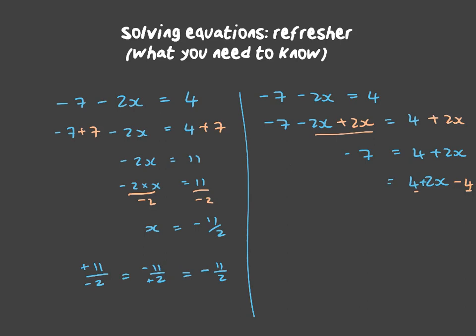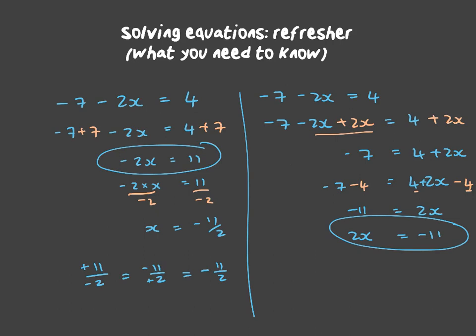And that then, of course, would mean that you would minus 4 on the left-hand side as well. And what is minus 7 minus 4? That's minus 11. So minus 11 is equal to 2x. That, of course, is then the same as saying 2x is equal to minus 11. And what you'd notice, you've got that step there. All right, it's exactly the same, and from then on, it's exactly that.